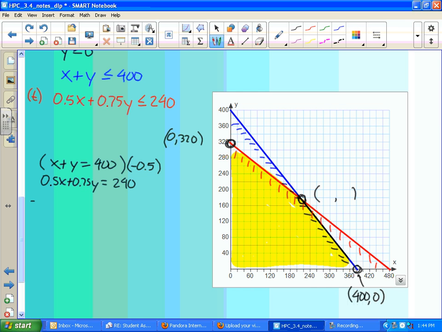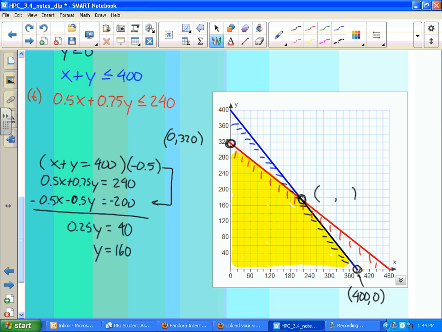So this becomes negative 0.5x minus 0.5y is equal to negative 200. So there's my new equation that I get, and then I can find out my answer. 0.25y is equal to 40, and if I divide by 0.25, I get 160.